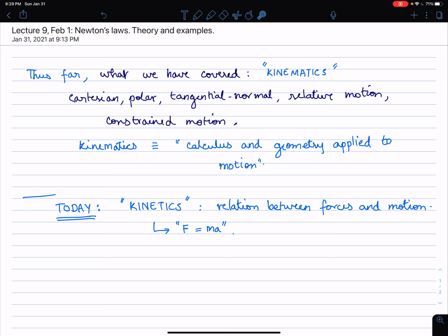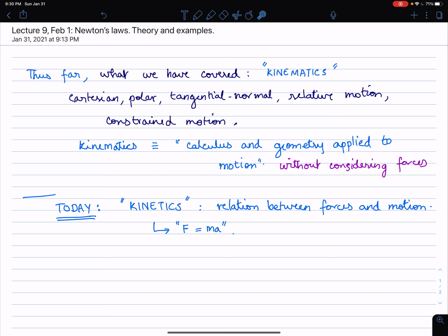of motion without referring to forces, without considering forces. And the study of the geometry of motion and the calculus of motion without considering forces is called kinematics. So that's this term, kinematics. I've not explicitly introduced it, but it's good to know this term. And what we've done so far is kinematics, okay?